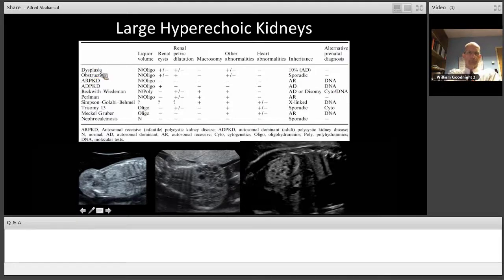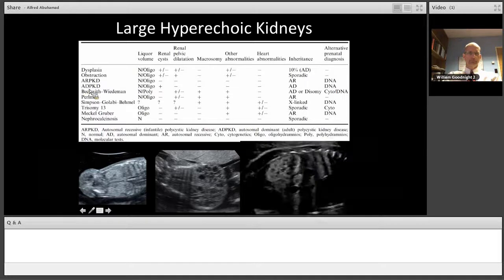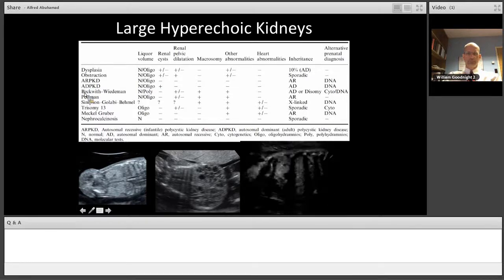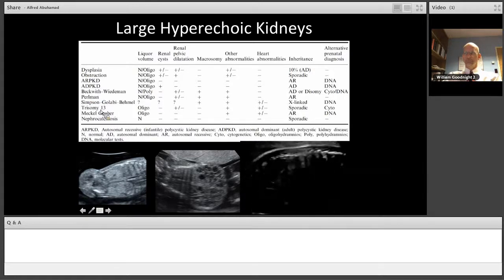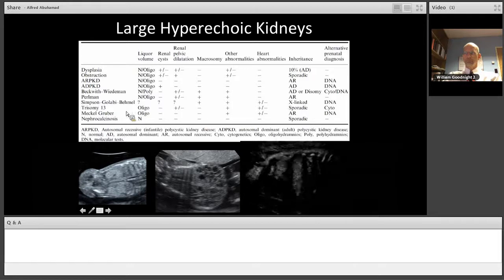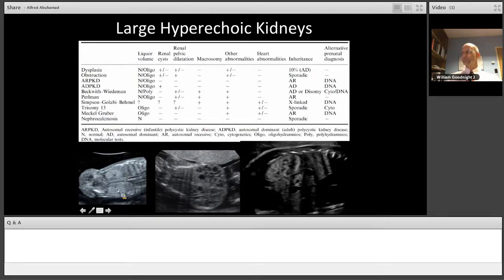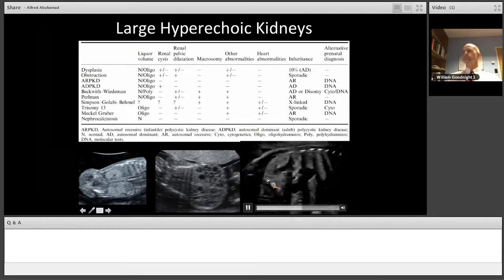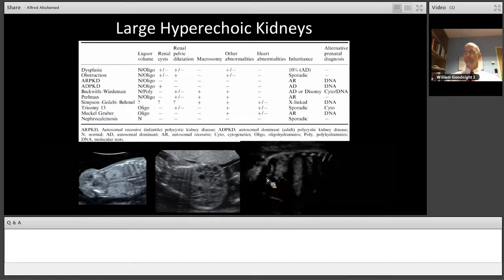So multicystic dysplasia, obstruction. I'm going to talk about these two here, the autosomal dominant and recessive kidney disease. Then we're talking about syndromes that I'm not going to cover in the interest of time. Trisomy 13, especially in the first trimester, and nephrocalcinosis. Here's a fetus with trisomy 13 with echogenic kidneys. Here's a fetus in the first trimester with Meckel-Gruber, and this is an abnormal kidney right here associated with adult onset polycystic kidney disease.